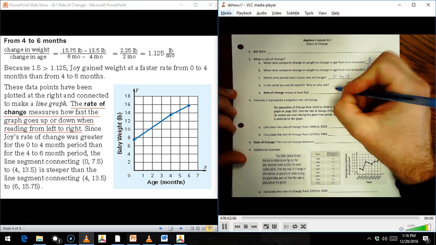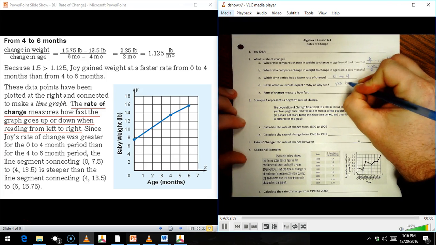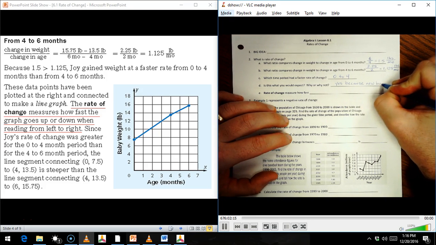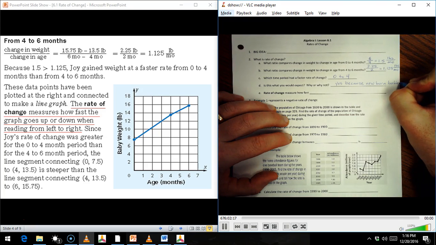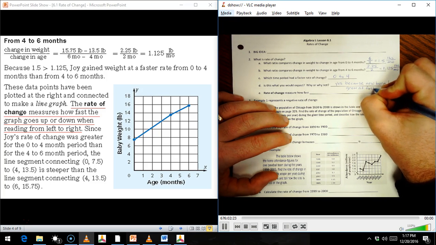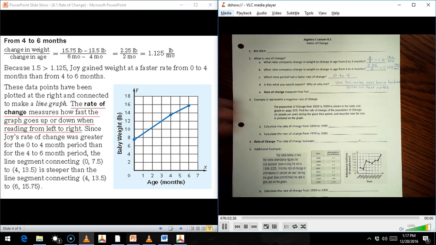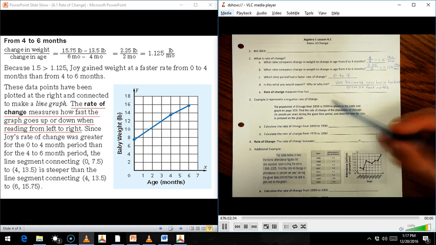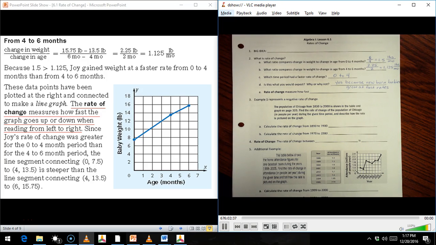But the answer here is yes, and that's because newborn babies grow at fast rates. So that would be what we expect. Now the definition for 2E is right here on the slide. The rate of change measures how fast the graph goes up or down when reading from left to right. So you could also look at the graph and say, well, the line from 0 to 4 is steeper than the line from 4 to 6. That also proves that it's a higher rate of change.